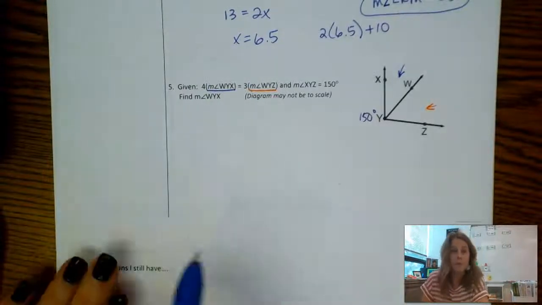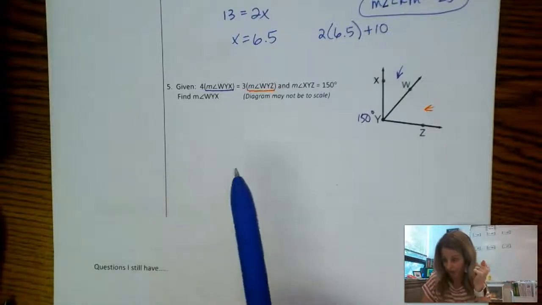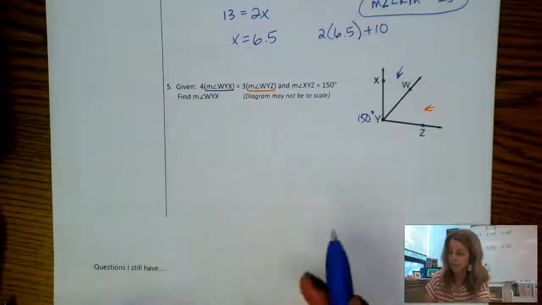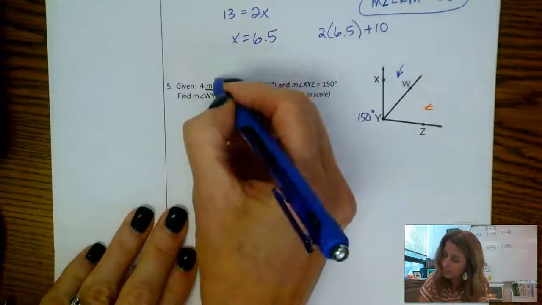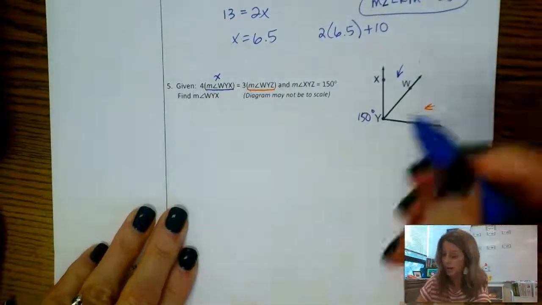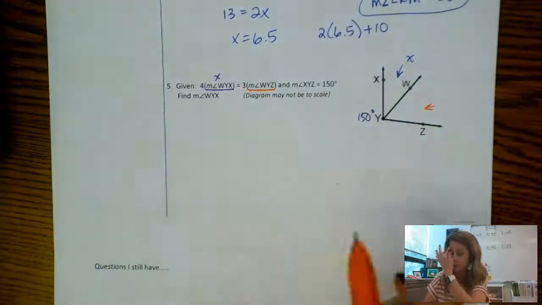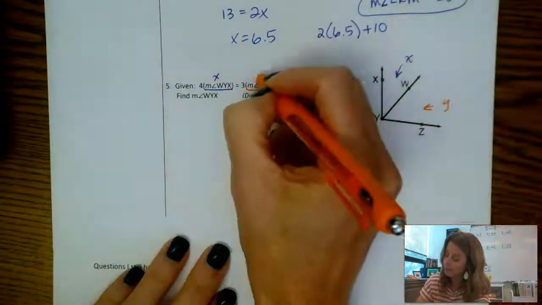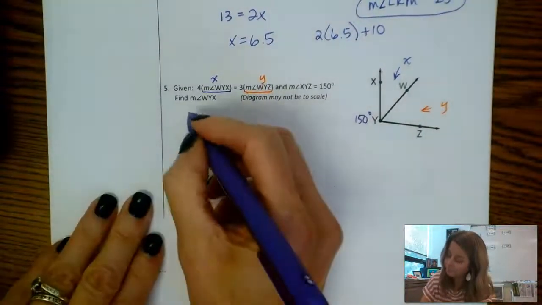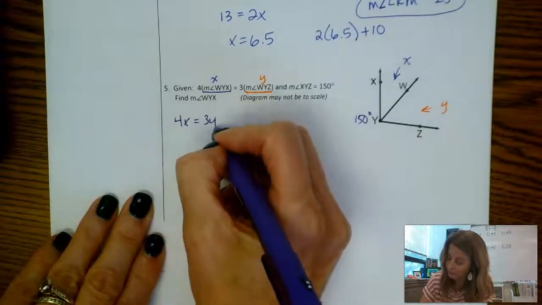What I would recommend is incorporating a couple of different variables, and we can write a system of equations and then solve them together. So I'm going to call the measure of wyx the letter x. I'm going to call that x. And then I'm going to represent this angle with a y. So I'm going to rewrite this equation. I'm going to say that 4x equals 3y, okay?